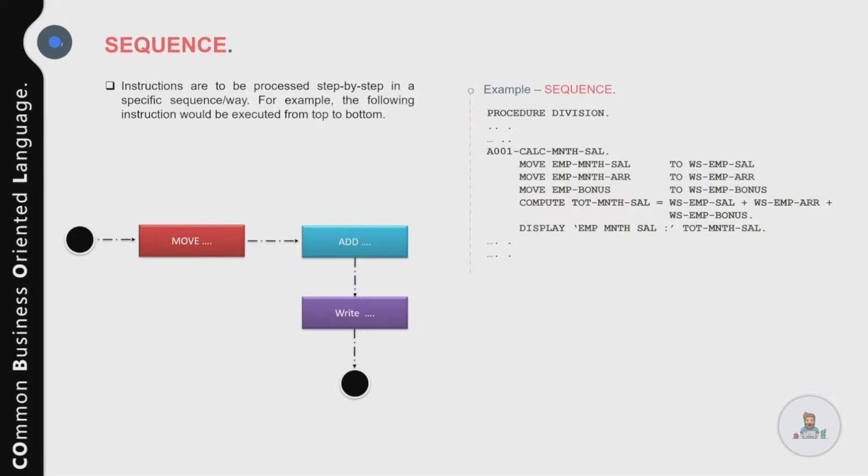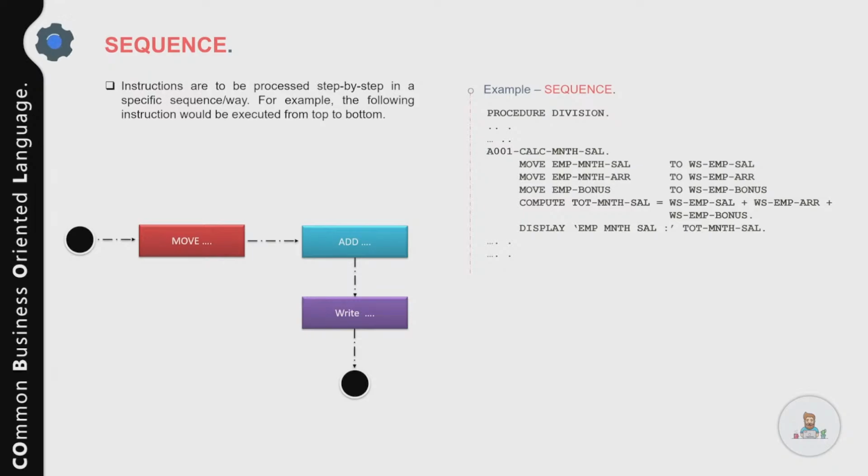So first of all, we would be moving the monthly salary to a temporary variable, that is WS-EMP-SAL. Thereafter, you have monthly area to WS-EMP-AREA. Thereafter, you have bonus, which will be moved to a temporary field, that is WS-EMP-BONUS. And thereafter, we are just using a compute statement to sum up all these and store the result in the total monthly salary field. And at last, we would be executing the display statement, which will display the employee monthly salary in spool.